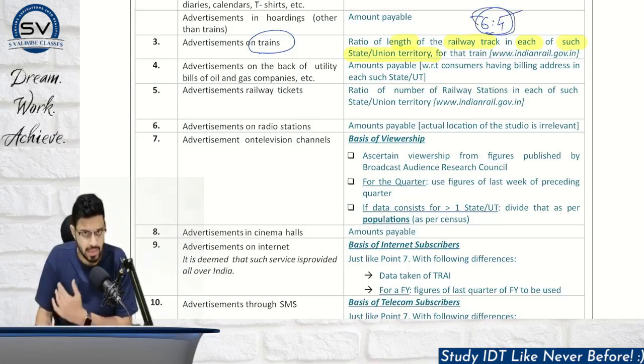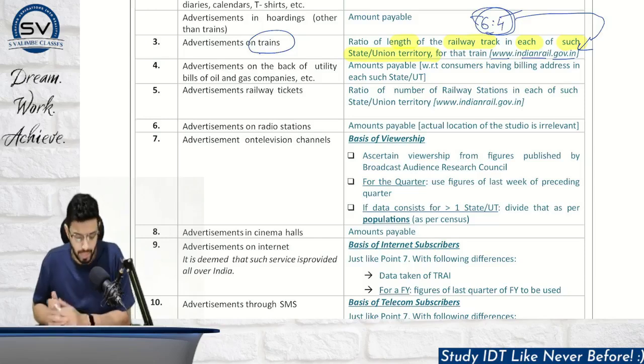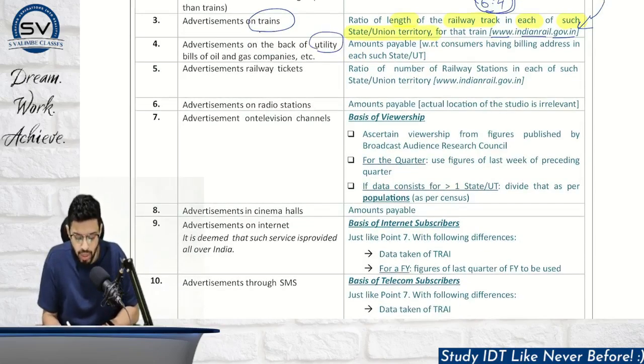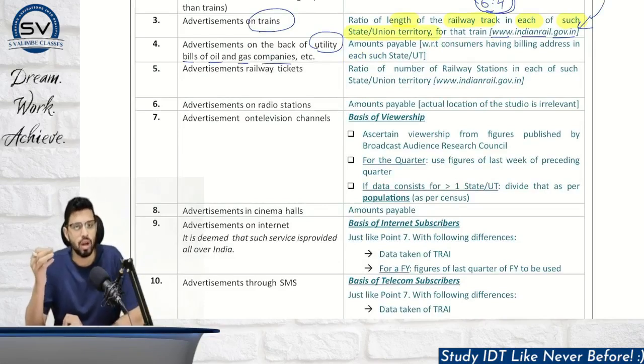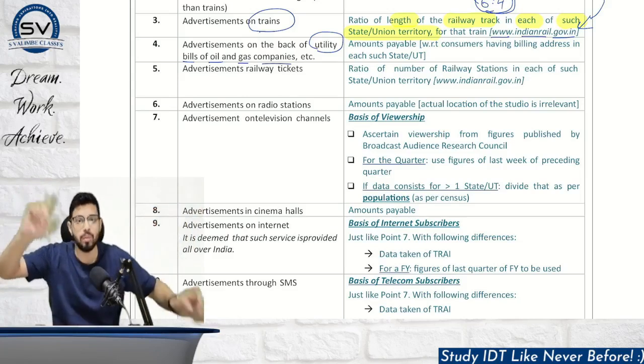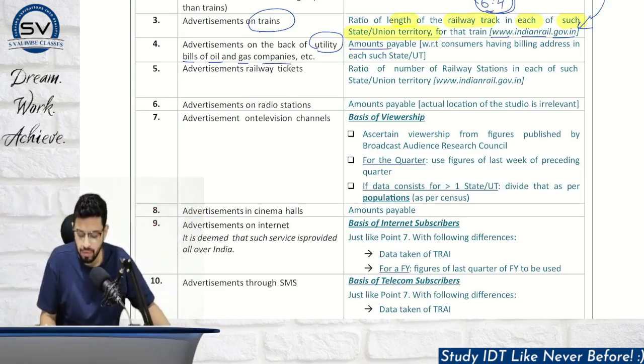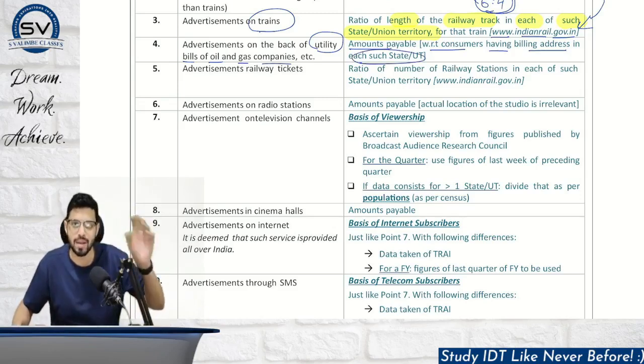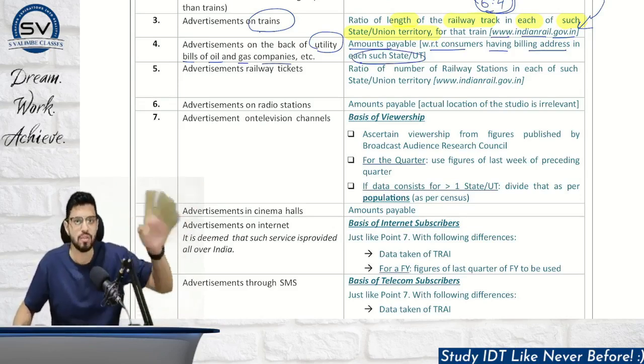In real life, this track ratio is determined from the website www.indianrail.gov.in. Next, advertisements on the back of utility bills of oil gas companies. Whatever bills you get with respect to your utilities, let's say your gas bill, on that also there are sometimes small portions of advertisements. How to determine the place of supply? Amounts payable with respect to the consumers having billing address in each state. Now let's say there are 5 lakh billing addresses of Delhi and 3 lakh of Mumbai, and let's say 8 lakh rupees is the total amount. So 5:3 will be the ratio.